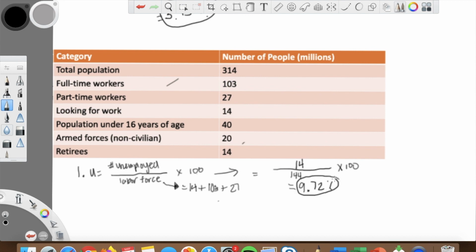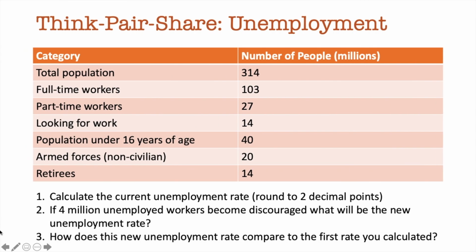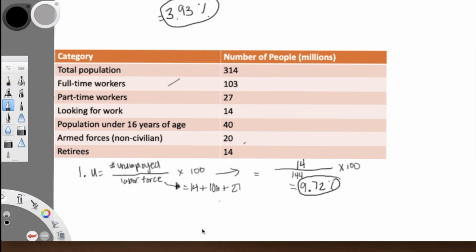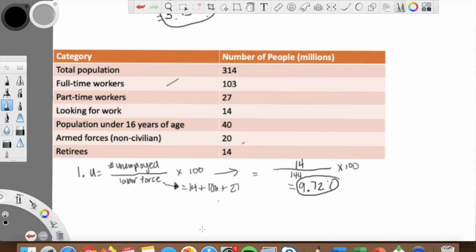So that's the answer to our first question here, which is calculate the current unemployment rate, rounded to 2 decimal points. All right, the second question says, what happens if this statistic changes a bit? If 4 million workers who are currently unemployed become discouraged, what is our new unemployment rate? So moving back over here, I'm saying what happens if 4 million workers who are currently unemployed now become discouraged?